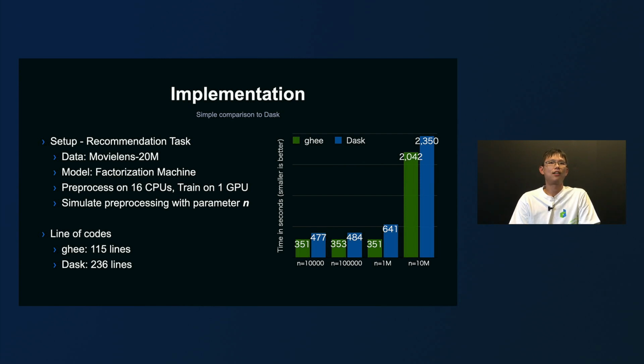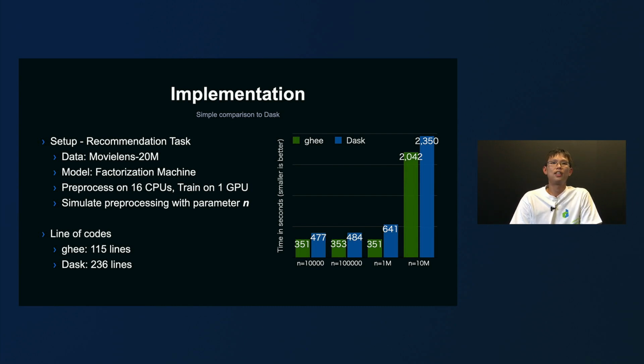Lastly, for the ghee design, we focused on speed and ease of use. Here we compared ghee against Dask. Factorization machine method was used on movie lens data. Training is performed with one GPU, but the pre-processing is done on 16 CPUs in parallel. The weight of the pre-process can be adjusted with the parameter n. The results can be seen on the graph on the right. The vertical axis is processing time. Green is ghee time, blue is Dask time.